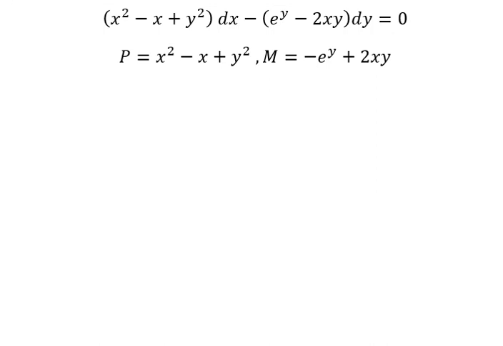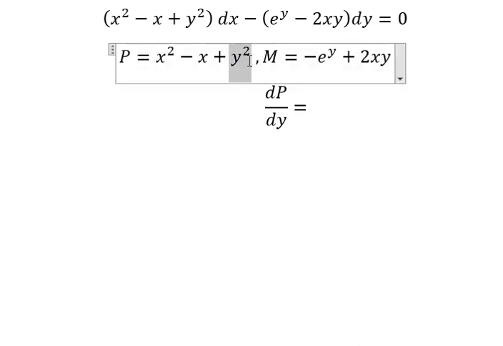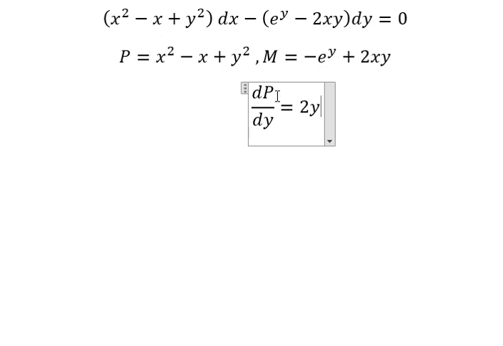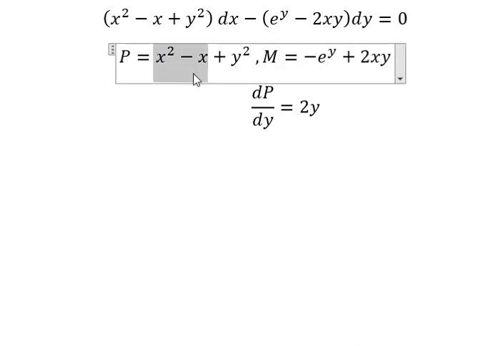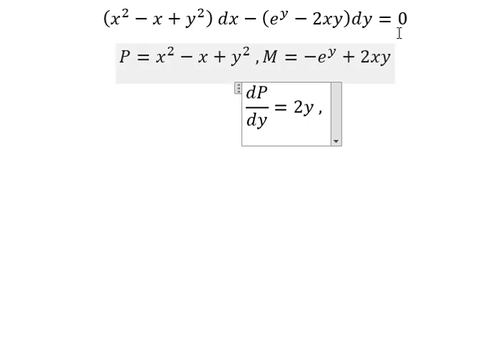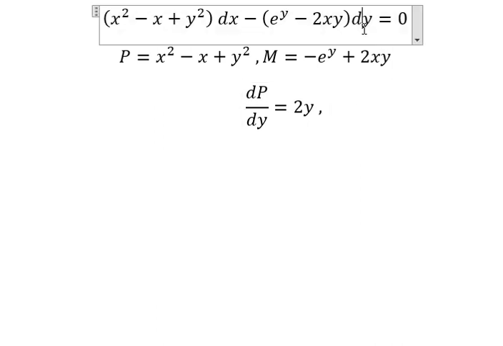That means we need to do first the derivative of b with respect to y. So this one, you got only y squared, so we have 2y. This one, that is not about y, so you got number 0. This one, we have dy.